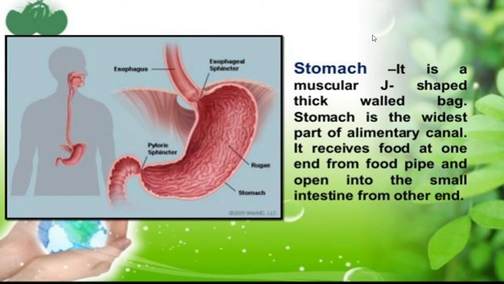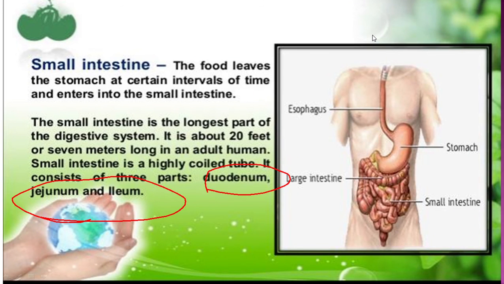Now we are going to see the small intestine. The food leaves the stomach at certain intervals of time and enters the small intestine. The small intestine is the longest part of the digestive system. It is about 20 feet or several meters long in an adult human. Small intestine is a highly coiled tube. It consists of three parts: duodenum, jejunum, and ileum.